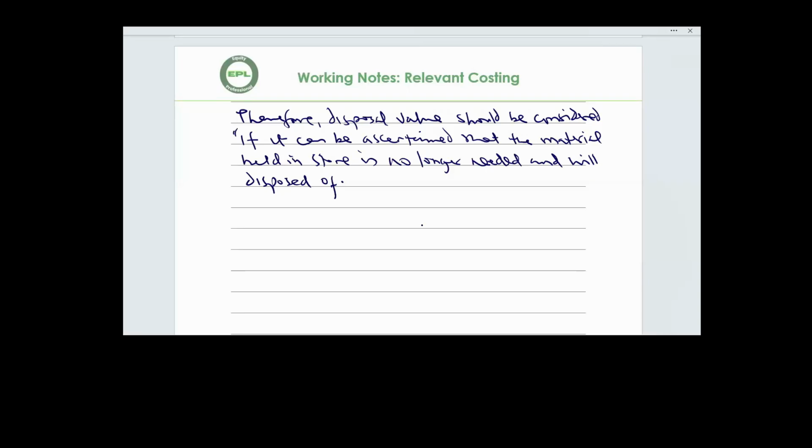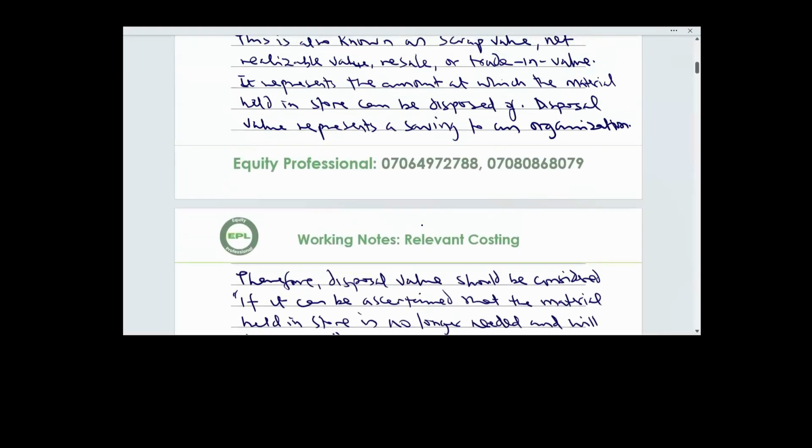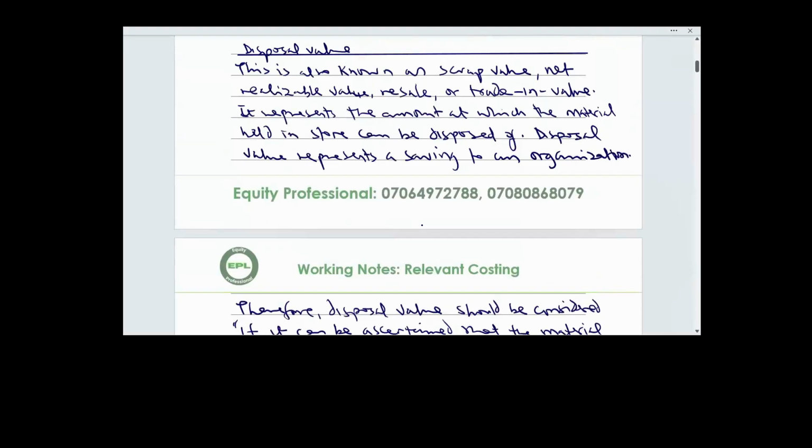You have already purchased those material before. You have spent your money to purchase the material before. You kept it in your warehouse, but because you don't need it again, you sell it off, you dispose it off. But examiner will not tell you to be disposed of as a saving. No, it will be disposed of at a cost. That's what examiner will tell you. So it is your responsibility to be able to infer or to interpret it as a saving, because disposal value represents a saving to an organization. Take note of that. It is not a cost.